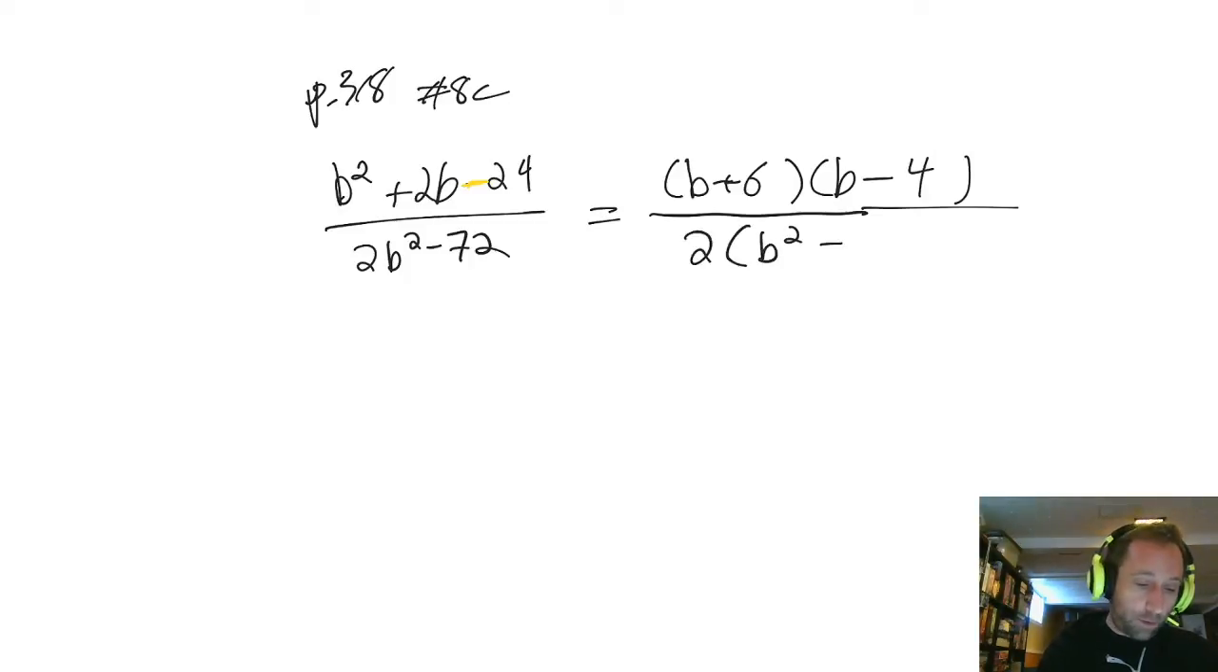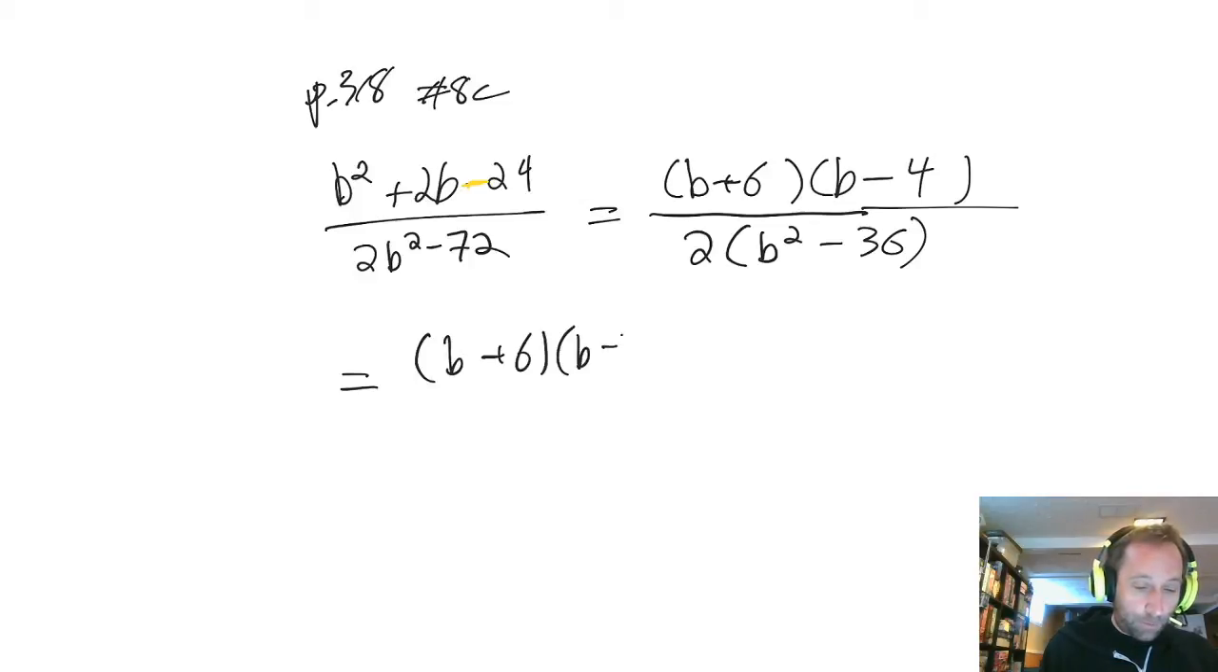That leaves me with b squared minus 36. And observing the denominator yet again, b squared minus 36 is the difference of squares. So now we have b plus 6 times b subtract 4 divided by 2 times b plus 6 times b minus 6.